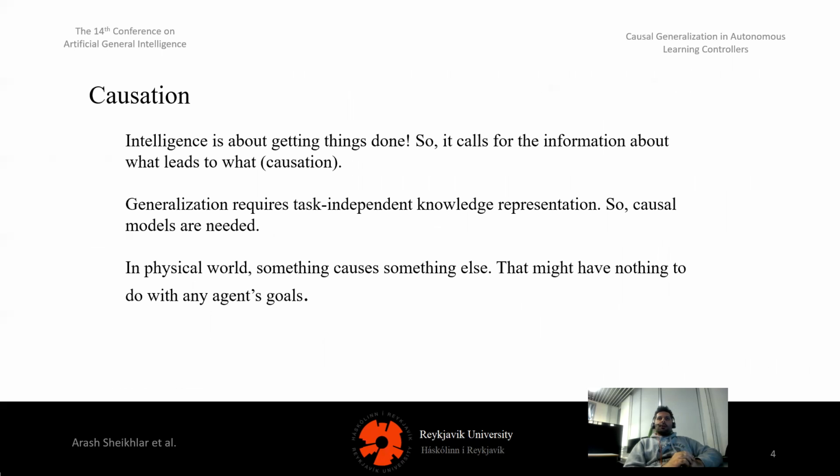We want to achieve AGI, so that AGI must be able to take actions and predict the outcomes of those actions. And that's a critical aspect of intelligence. So the ability to learn and perform tasks properly needs the information about what leads to what, which is causation. And generalization requires task-independent knowledge representations. And this is also what causation can give us. The knowledge about what causes what could be completely irrelevant and independent of the goals of an agent. And therefore, having this knowledge can be used when the goals change, which is a very critical property that does not exist in correlational learners, such as reinforcement learners.